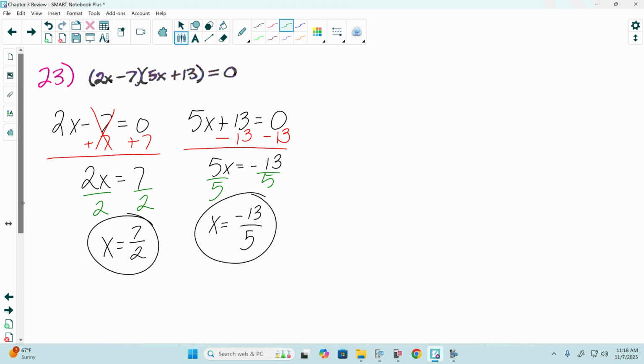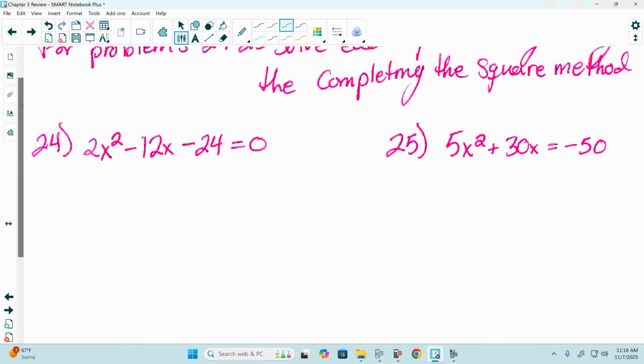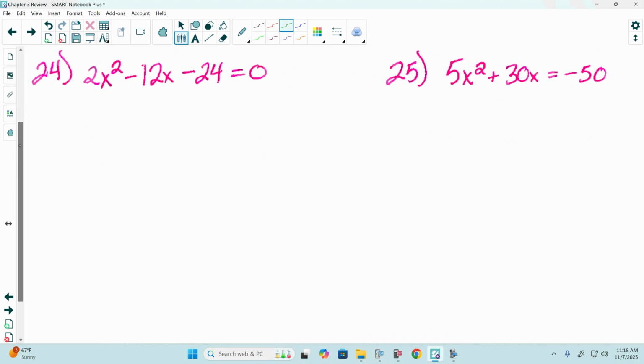Questions on this here? We ready for the next one? Solve each of the following equations using the completing the square method. 24 or 25, which one do y'all want to look at? 25.